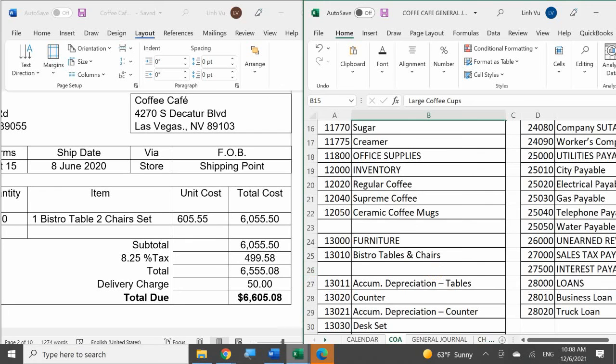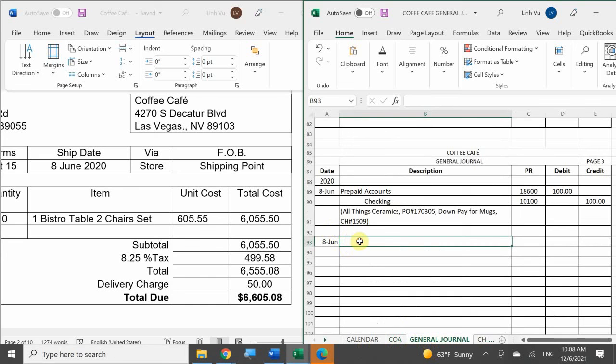So let's go ahead and locate my furniture, bistro tables and chairs. Account number 1310. And of course we're going to put it on accounts payable since I owe money. So in this case, how much is in grand total my bistro tables and chairs?